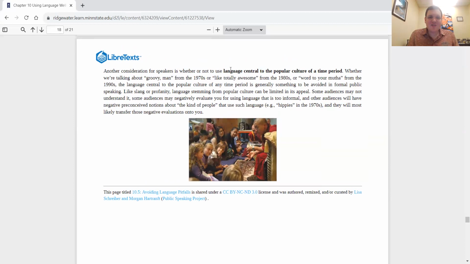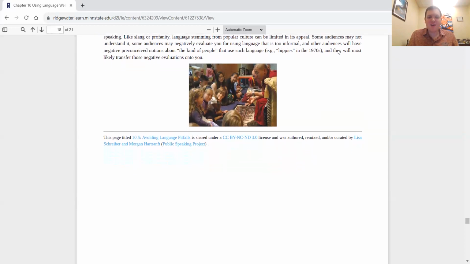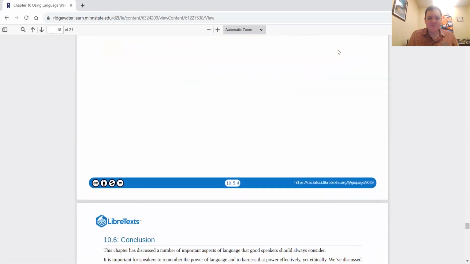Then it talks about whether or not to use language central to the popular culture of a time period. So Groovy Man from the 70s, Totally Awesome from the 80s, Word to Your Mother from the 90s. Again, are we using things you may not even know? This is just the way we talk now. It may be seen later as language that's central to a time period and gets lost over time. Again, the words we use, the language, kind of shapes how we see things, and words come and go every year. There are new words added to the dictionary, and other words kind of get lost out of the language.